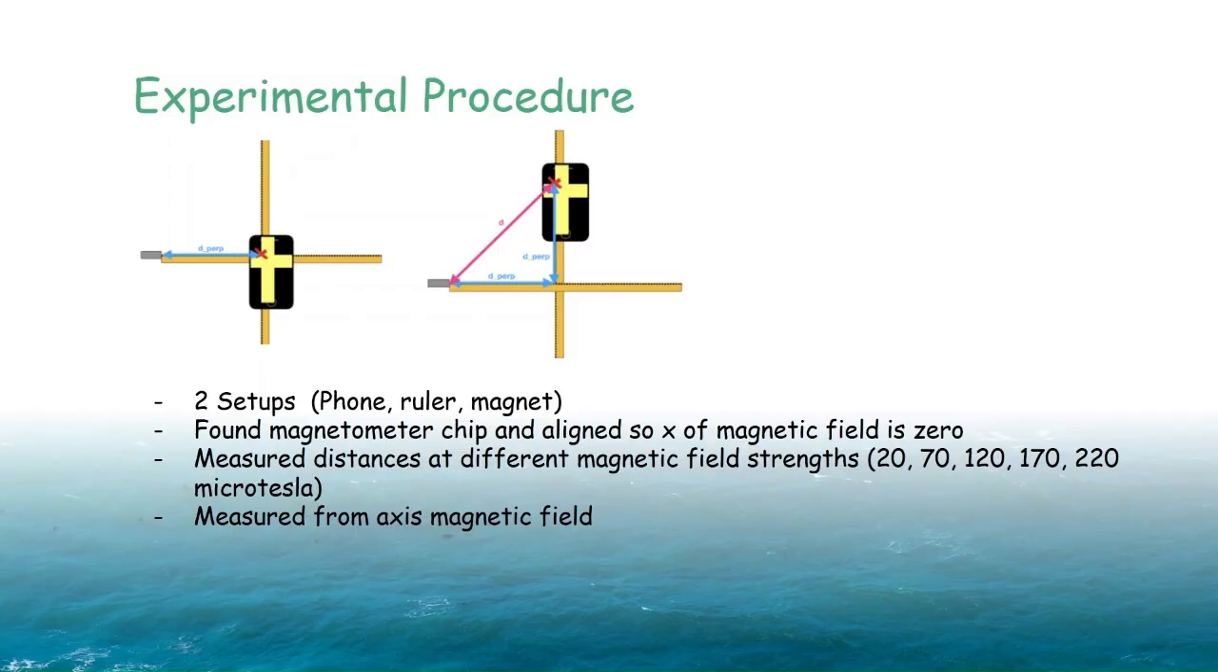And so the intersection between the two tapes indicated where the magnetometer sensor location was, and then the distances were measured for the on-axis magnetic field of different strengths of 20, 70, 120, 170, and 220 microteslas. The off-axis magnetic field was measured by finding the on-axis distance where the magnetic field was 100 microtesla, and the distance was applied to the y-axis and the magnetic field at this point was measured.